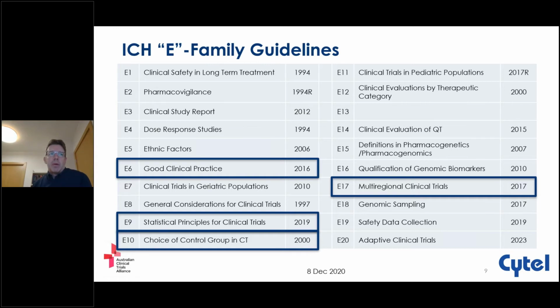There are a number of other E documents on there that may be useful for you: dose response studies, E4 for instance, and E8, general considerations for clinical trials, safety data collection. And in the next call, we'll talk about what might be the contents of E20, which is the new ICH guideline on adaptive clinical trials.